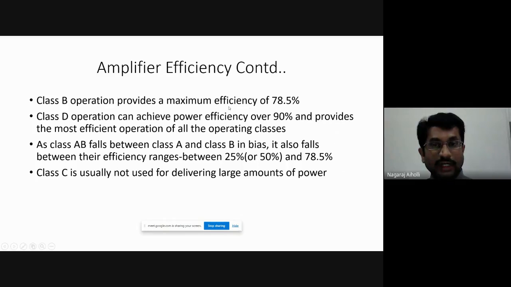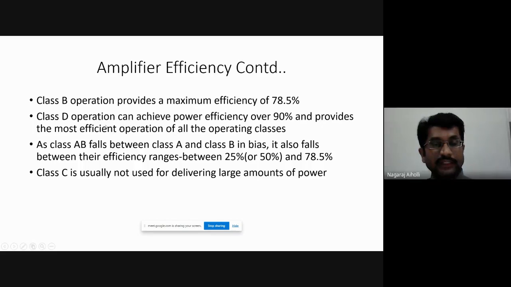So output is more, and hence the efficiency of the class B operation is more than that of class A. It is 78.5%. Then coming to the class D power amplifier, it has power efficiency of 90%. Okay, and it is most efficient among all the class amplifiers. Among all the power amplifier classes, the class D power amplifier has the highest efficiency, that is 90%. Okay, so that is class D.